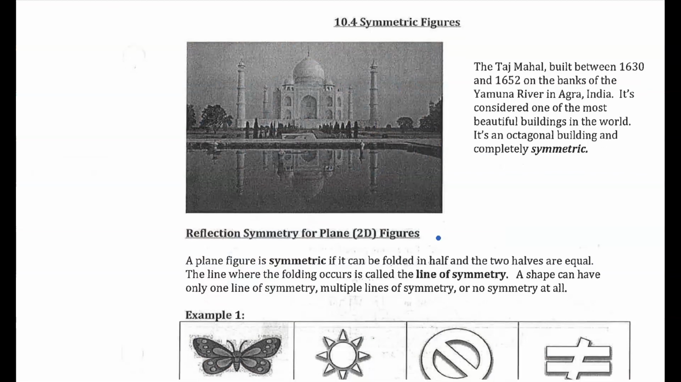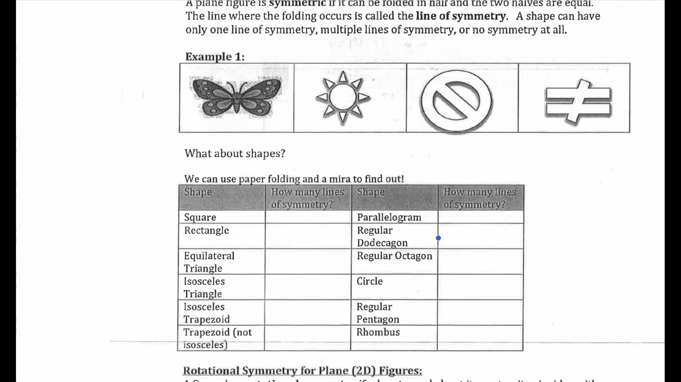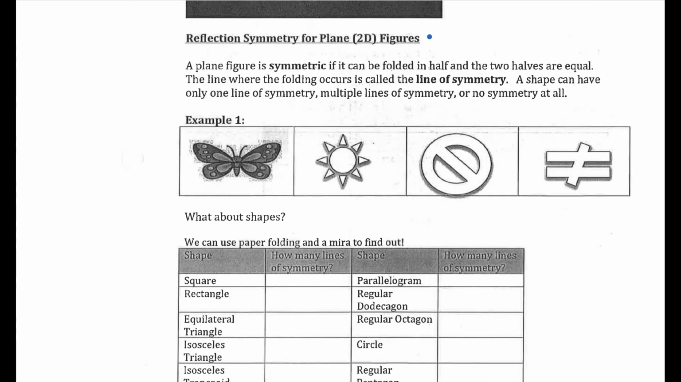Let's start with two-dimensional symmetry. Well, let's break it down. Two-dimensional just means that you've got something drawn on a flat sheet of paper. So the figure is flat. We're not talking about a real butterfly. We're talking about a flat picture of a butterfly or a flat picture of a sun. And then symmetry: it's symmetric if it can be folded in half and the two halves are equal. Or you could think of it as being chopped in half and the two halves are equal.